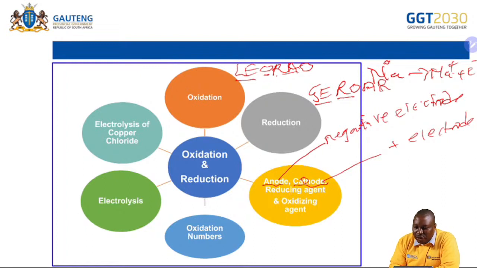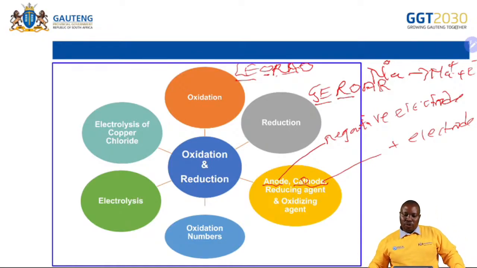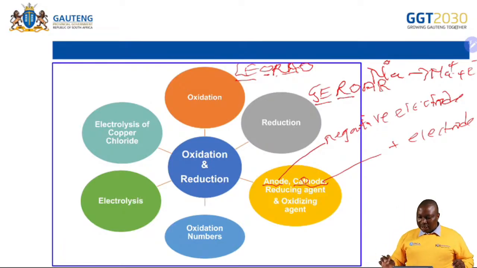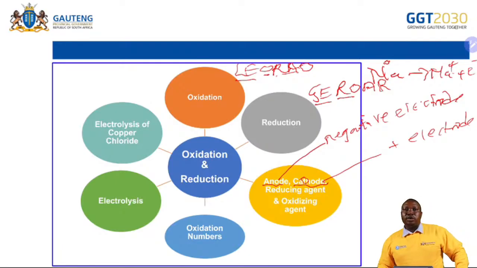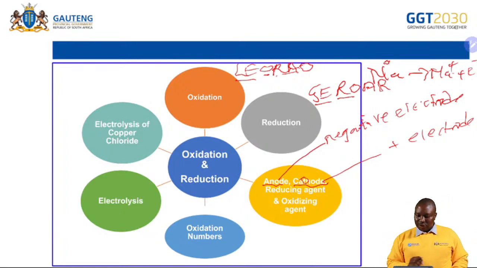I already defined for you the reducing agent and the oxidizing agent. I referred to oxidation numbers when I was indicating that when a metal loses electrons and becomes positive, its oxidation number changes from 0 to positive. So immediately when there is an increase in the oxidation number, you know that that is loss of electrons. But when there is a decrease in the oxidation number, you know that is gaining of electrons. I hope that is correct. And then you did in grade 11 as well the electrolysis of copper chloride, which is going to be examined this year as well. So I'm hoping that you'll get total marks in terms of this slide. Everything is clear for you.